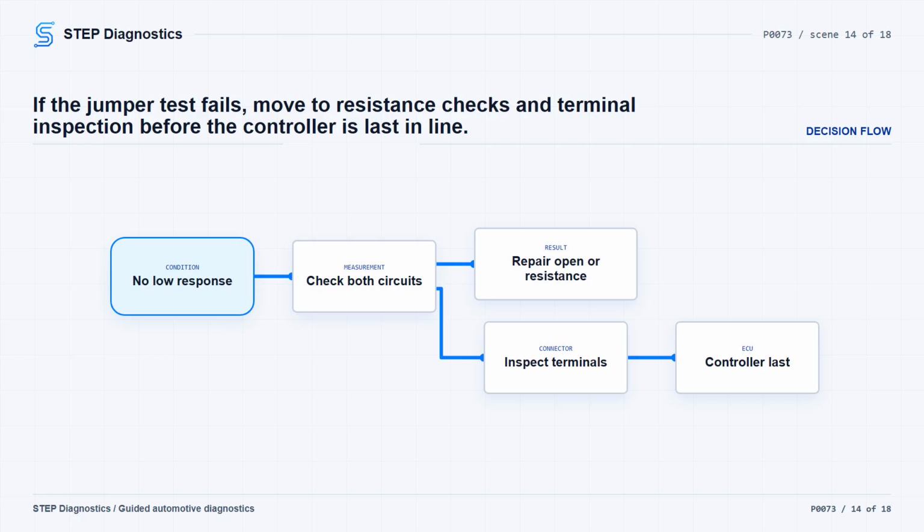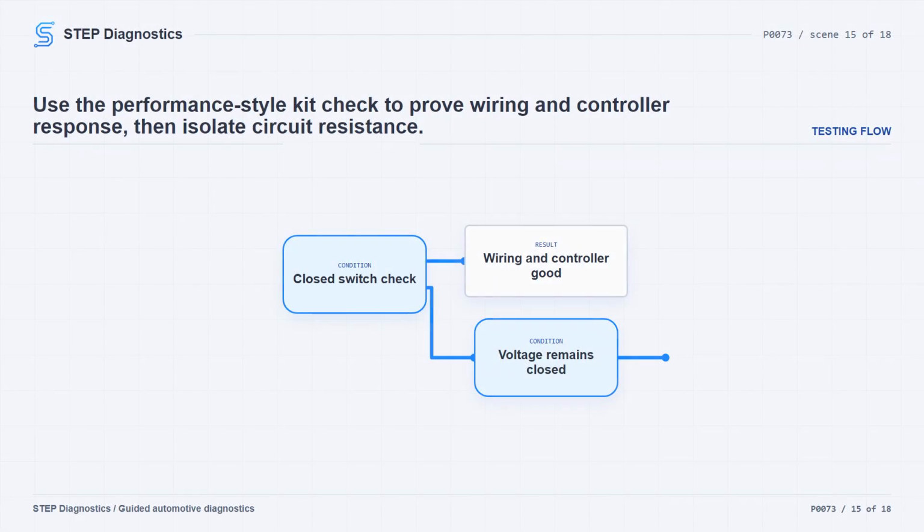Only if no circuit or connector issue is found does the path allow controller replacement. If the failure pattern calls for a performance or rationality style check, disconnect the temperature sensor connector and connect the electrical test kit leads to the sensor harness connector. Move the switch to open. The signal should read 5.0 volts and the high side fault should be active or pending.